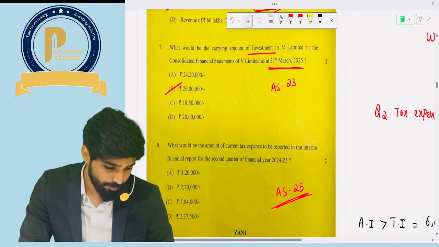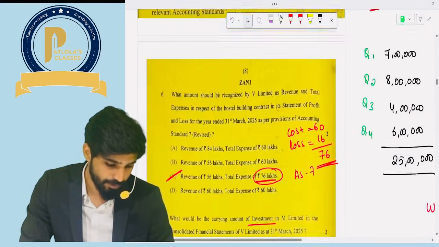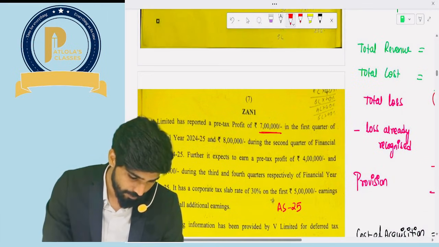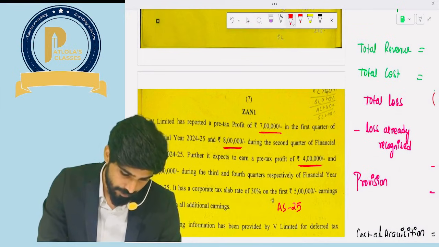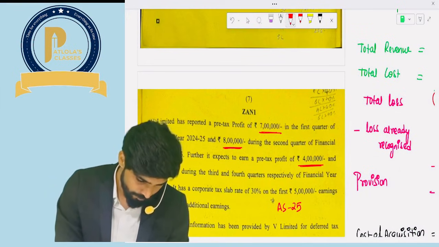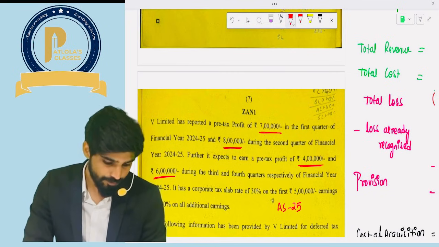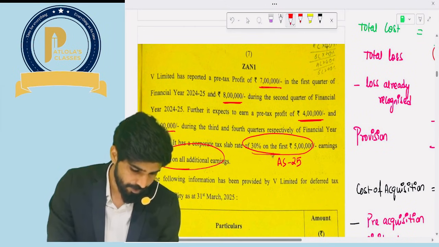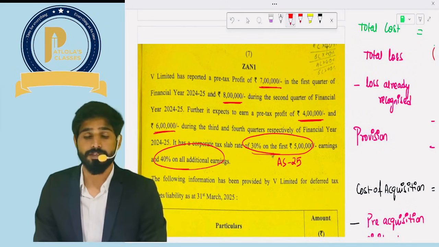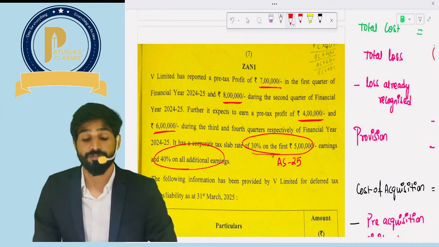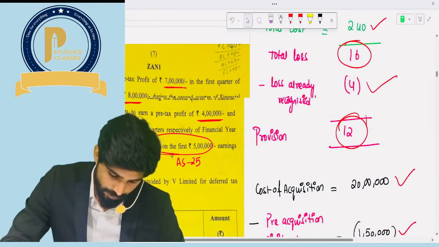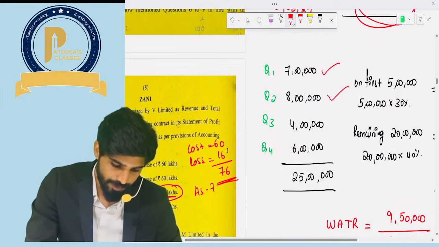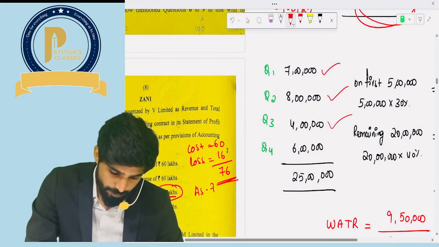Current tax expense to be reported in the second quarter. Okay guys, here they have given quarter 1 is 7 lakhs income, 2 is 8 lakhs, and in third quarter they are expecting 4 lakhs, and in fourth quarter they are expecting 6 lakhs. On first 5 lakhs the rate is 30%, and on additional earnings it is 40%. But guys, we know whenever slab rates are given, we need to calculate something called as weighted average tax rate. So here I have done the working for you, quarter 1 it is 7 lakhs, quarter 2 8 lakhs, quarter 3 4 lakhs, quarter 4 6 lakhs.